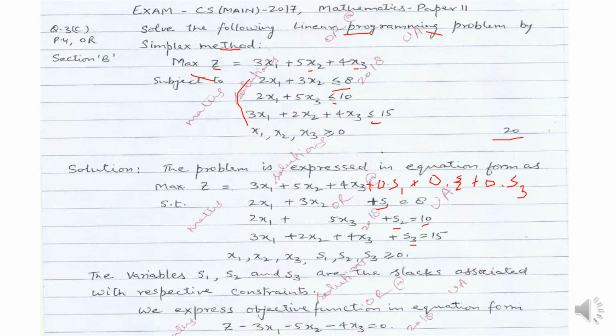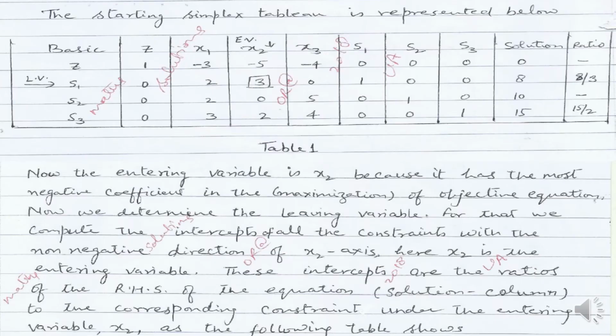Now we can write down the objective function such that we take all the terms which are on the right hand side towards the left hand side. So z minus 3x1 minus 5x2 minus 4x3 is equal to 0. Here we can write down minus 0 into s1, minus 0 into s2, minus 0 into s3 to make it more appropriate, to see that s1, s2, s3 are also in consideration, because we will be writing their coefficients also in the table when we will be doing the calculations for simplex method.